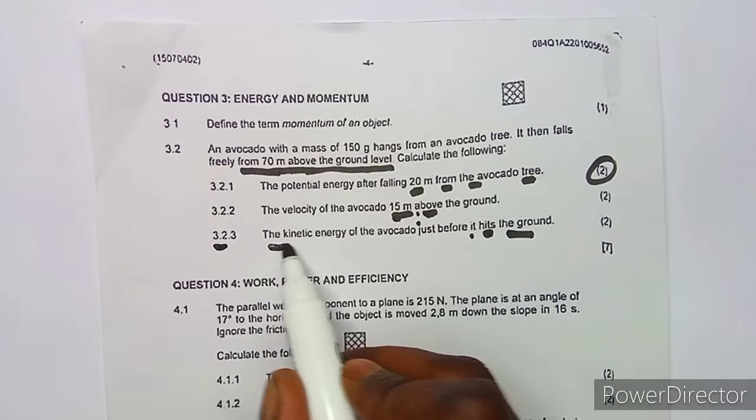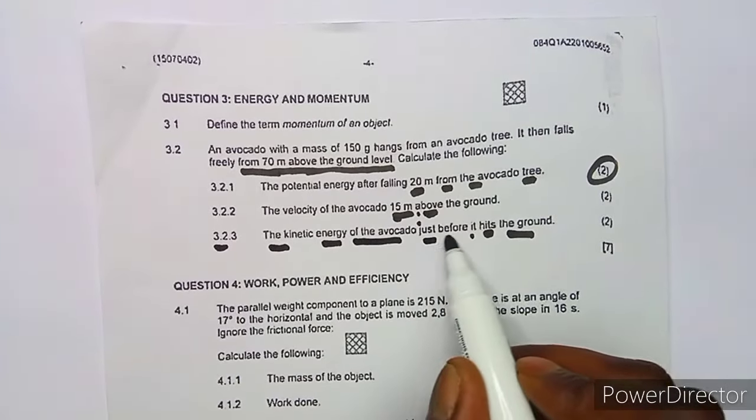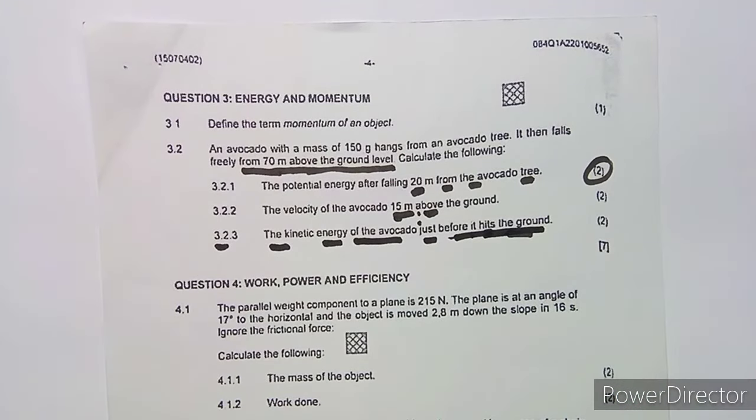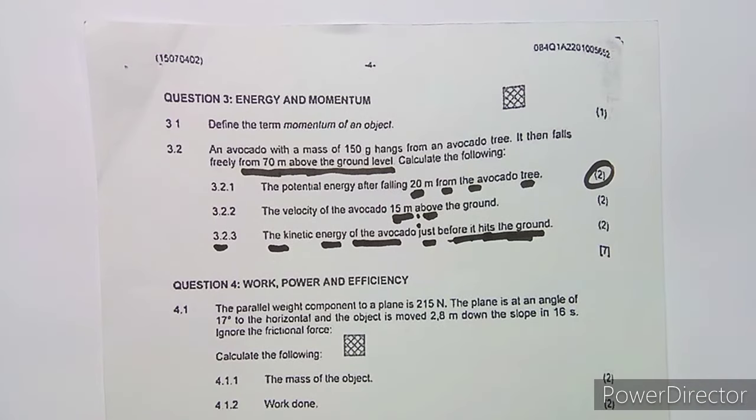So anyways, I was just saying another method, but here let's focus on the question, which is to calculate the kinetic energy of the avocado just before it hits the ground. All right, so just before it hits the ground, which part are we actually talking about? That is the question. So we know that the kinetic energy that we have, EP, is going to be the same as the one at the top.